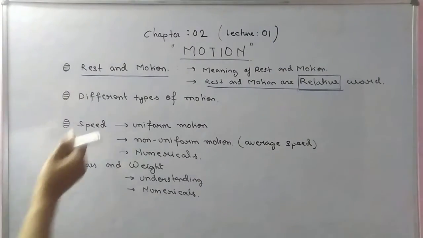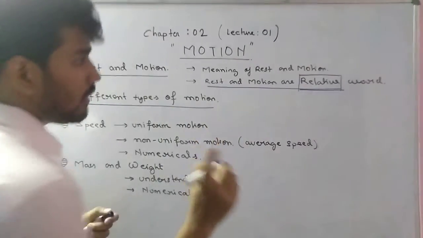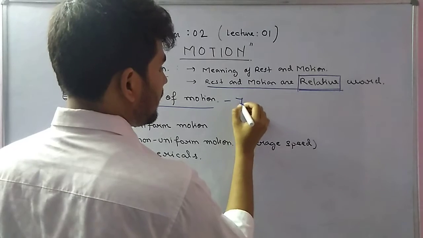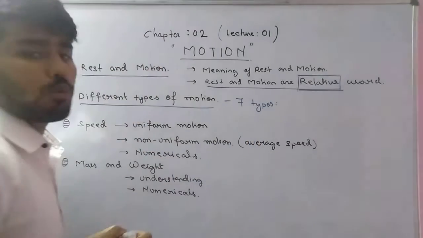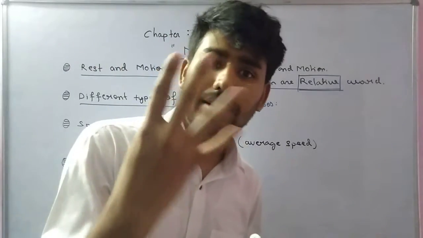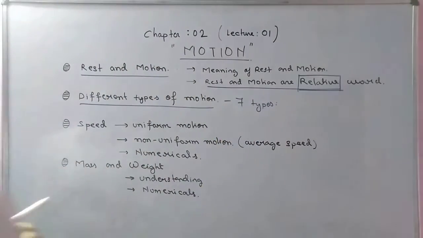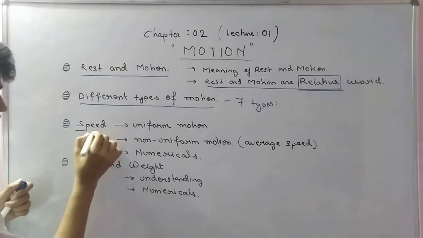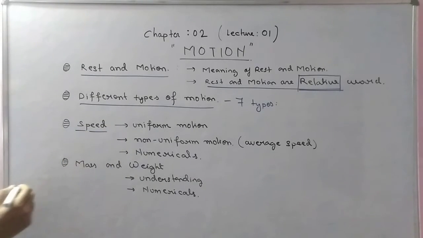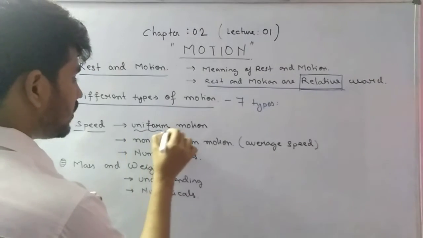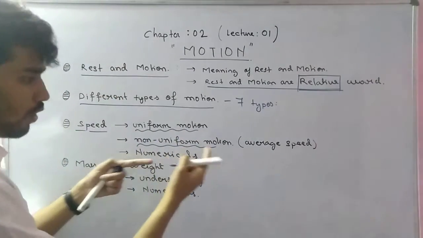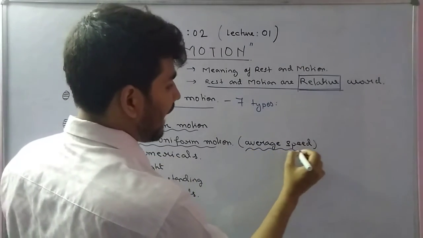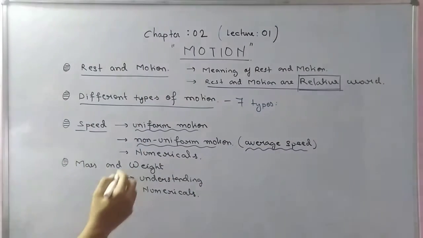Then we'll try to move on to different types of motion. We'll study 7 types of motion, meaning the motion can be classified into 7 categories. Then we'll move on to the very important, interesting topic, speed, which will give rise to uniform motion and non-uniform motion. We'll understand what this means. Then non-uniform motion will introduce what is called average speed.